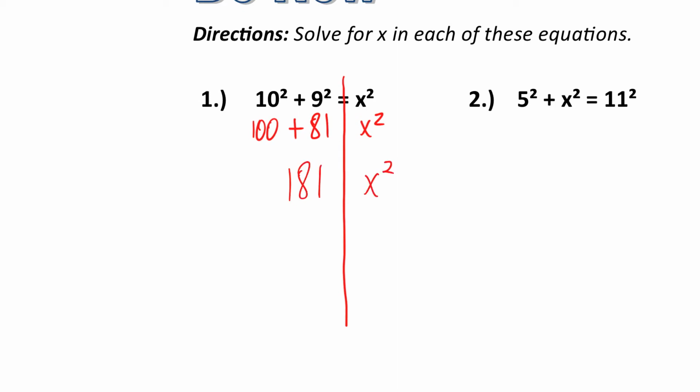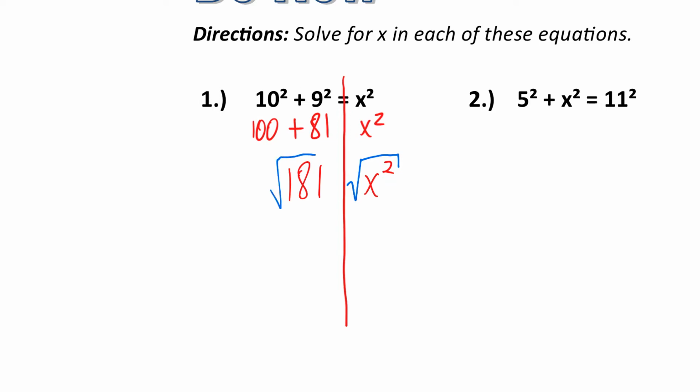Now, I want to know what x equals. I don't want to know what x squared equals. So how do I get rid of that squared? Square root, right? The square and square root are inverse operations. They cancel each other out, basically. I don't like that phrase, but anyways, whatever. They're inverse operations. So to get rid of that square, I take the square root.